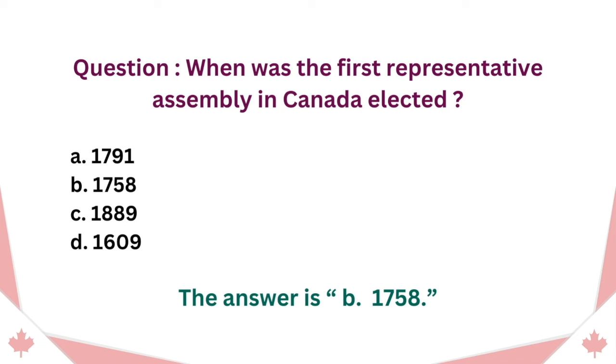Question. When was the first representative assembly in Canada elected? A. 1791. B. 1758. C. 1889. D. 1609. The answer is B. 1758.